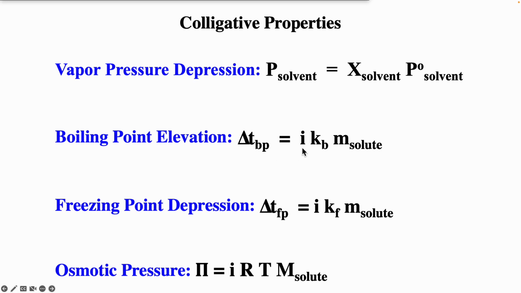Now these bottom three have the van't Hoff factor. The van't Hoff factor is the number of particles per formula unit. So if you dissolve sodium chloride, you'll get a sodium ion and a chloride ion, so you have 2 particles per formula unit. And so for sodium chloride, the van't Hoff factor is 2.